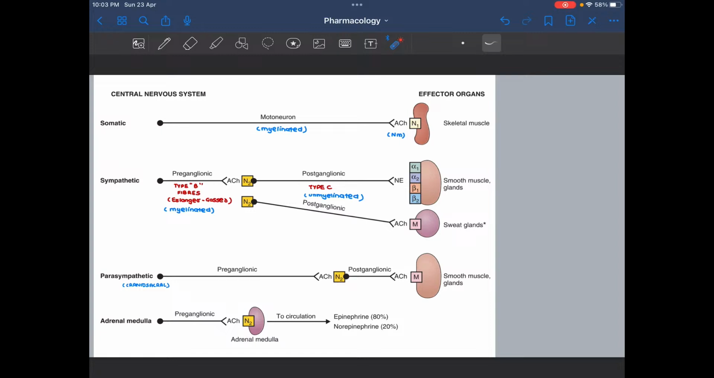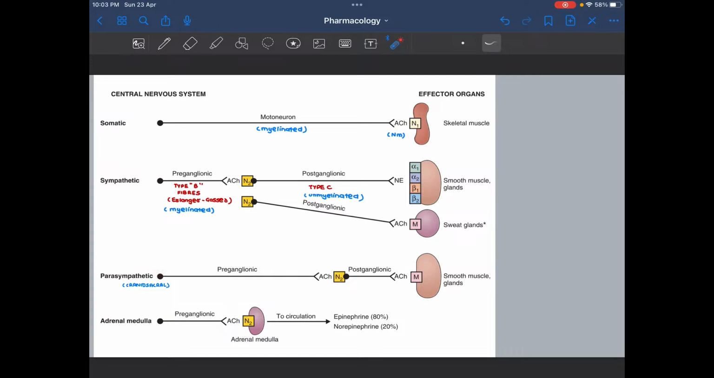And what are they going to release? They're going to release acetylcholine at an effector organ, that is a skeletal muscle. And we have this receptor over here, that is the N1 receptor, or I can call it the nicotinic muscle end plate receptor. Okay, so the somatic nervous system is one branch, that is under our voluntary control. The next one that we actually have is your autonomic nervous system, that is the ANS. And the ANS has two divisions. We have the sympathetic nervous system and we have the parasympathetic nervous system.